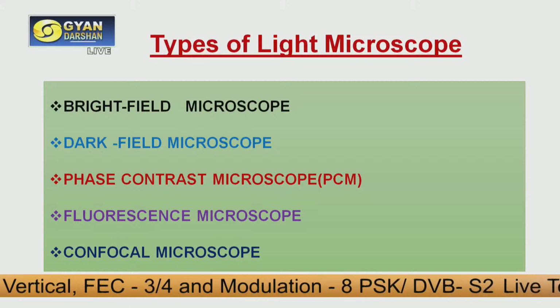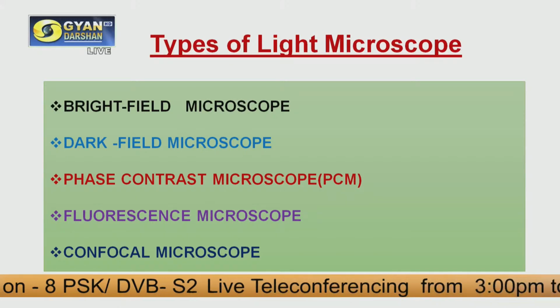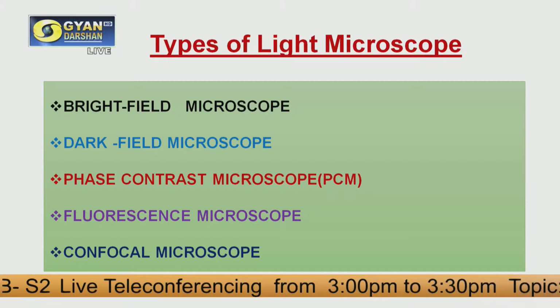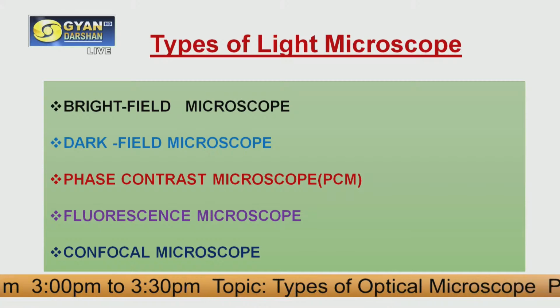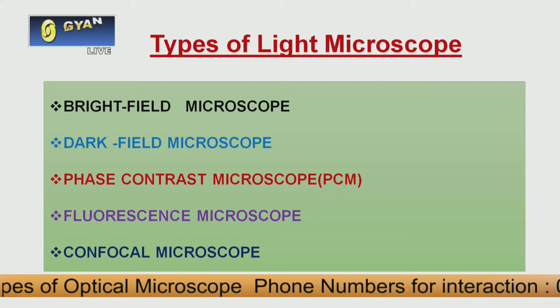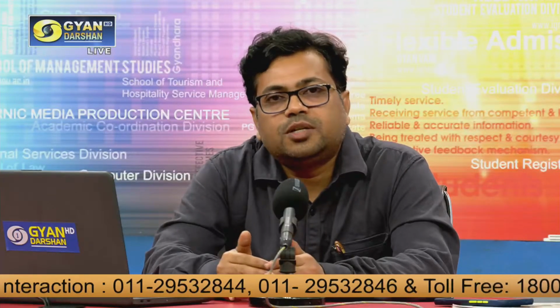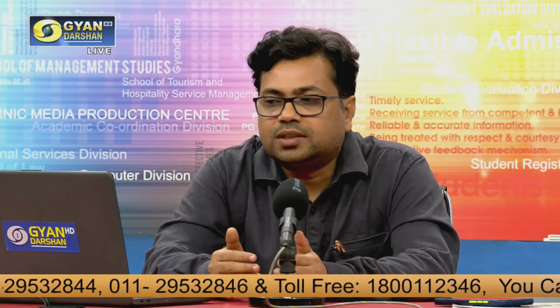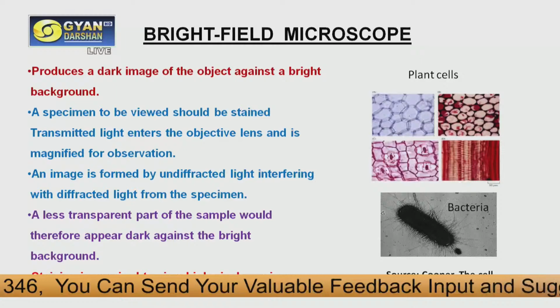Now I come to the types of light microscope. With the advancement of microscopy, different types of microscope are used for different purposes. Here we discuss five types: bright field microscope, dark field microscope, phase contrast microscope, fluorescence microscope and confocal microscope. These five types are widely used in teaching and research in biochemistry, microbiology and biotechnology.